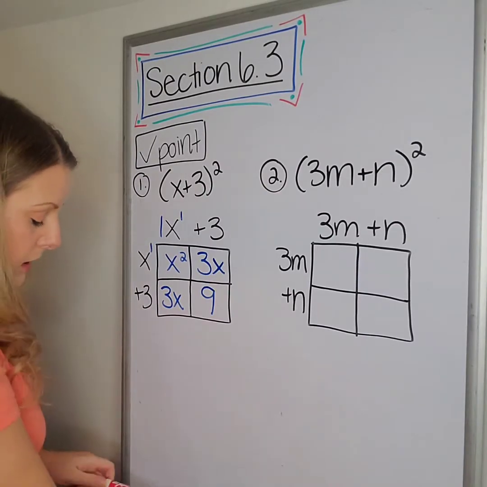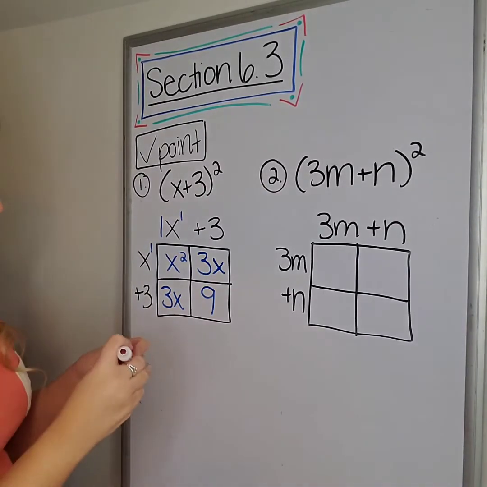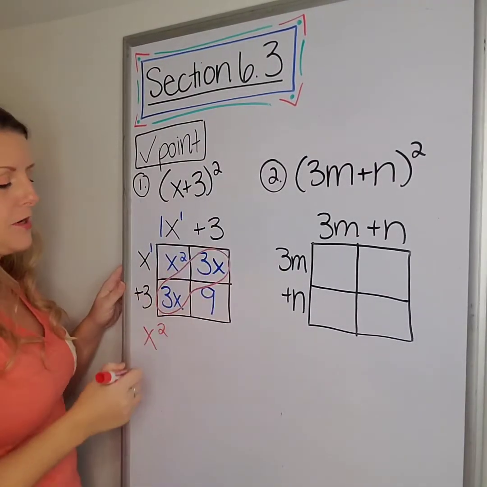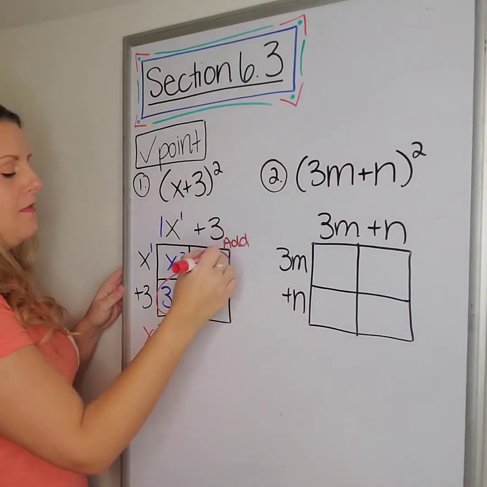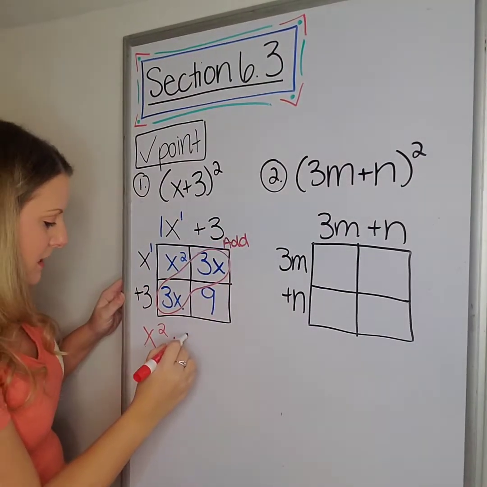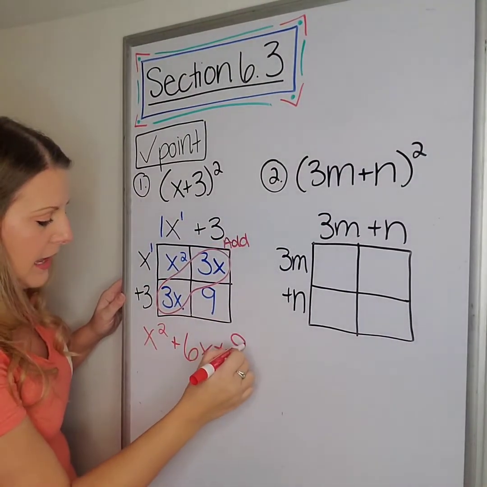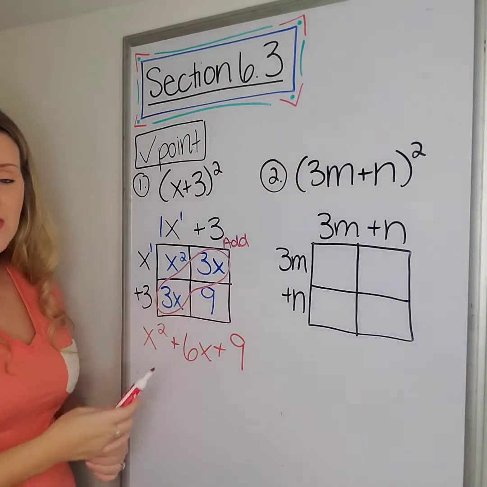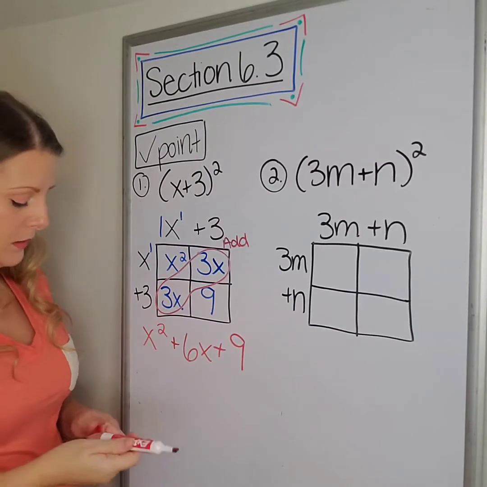So now you're going to look and see what buddies up. So we've got an x squared. These are the same. 3x plus 3x, we're going to add them. 3 plus 3 doubles to 6. This is a double diagonal. And then we just have plus 9. Okay, so these are called double diagonals because they're the same and they're doubling.